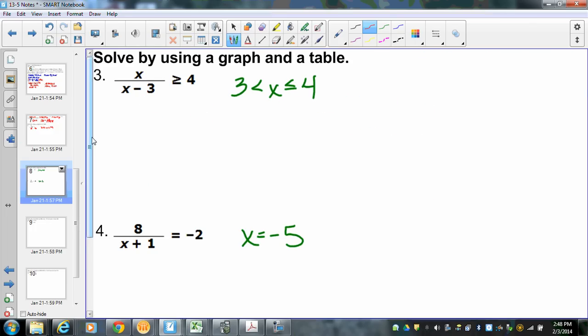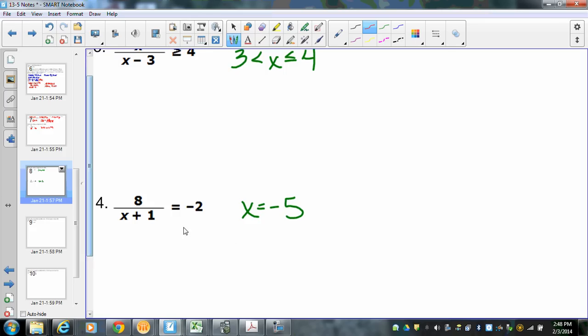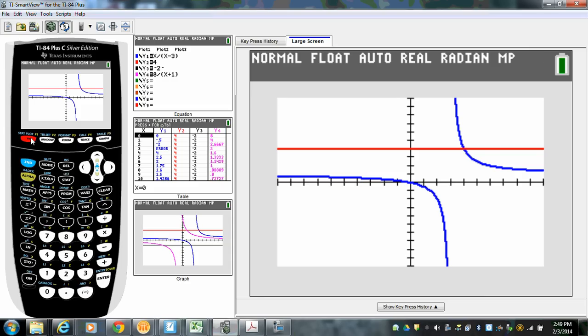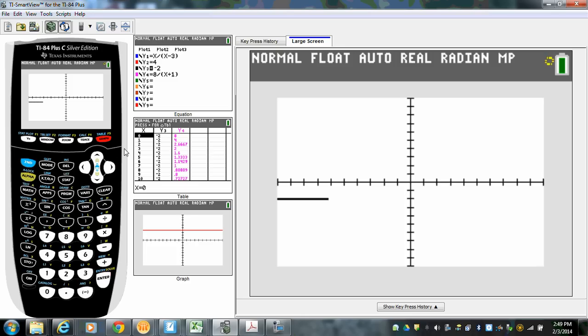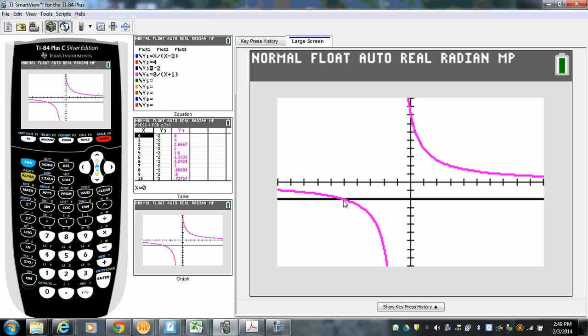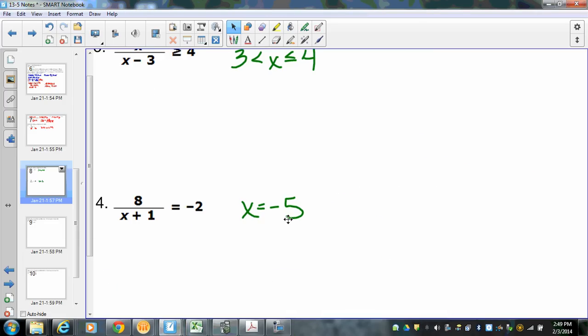Okay, and then number 4 was really putting you to the test because it was seeing if you were paying attention. On number 4, you had an equal sign. So all you were looking for was where this curve for this rational function intersected -2. And if you graph both of those, you will see that they intersect each other. There's -2. There's 8 over x plus 1. If you do the second trace intersect, they intersect when x is equal to -5. So your solution is x equals -5.